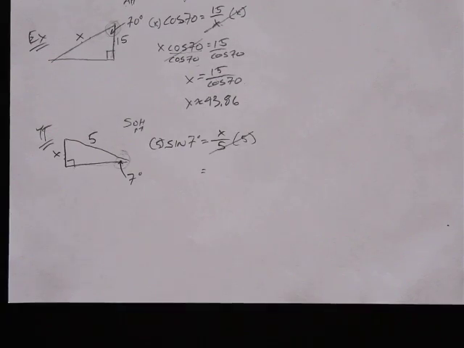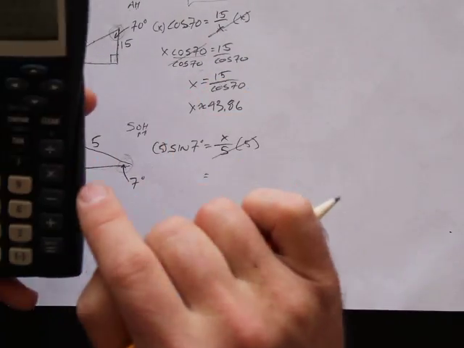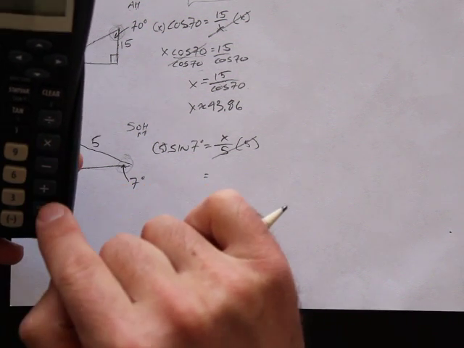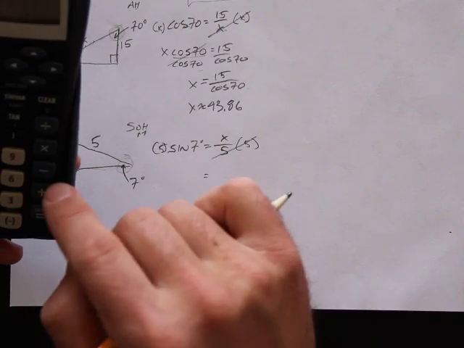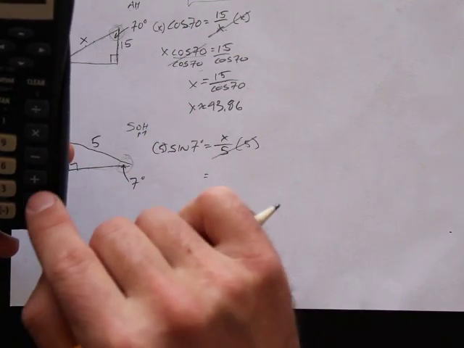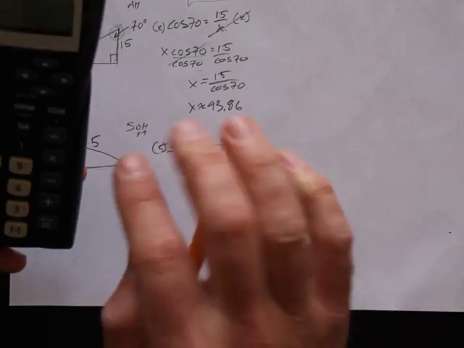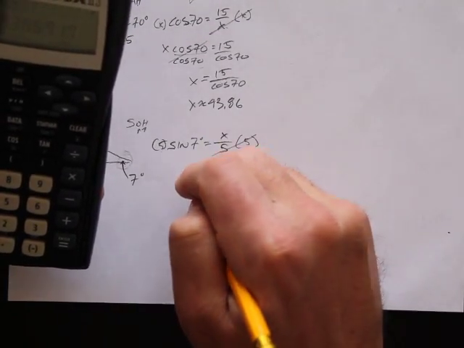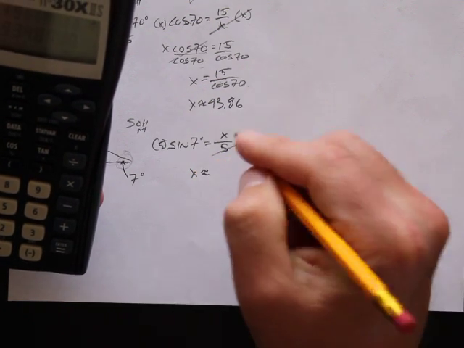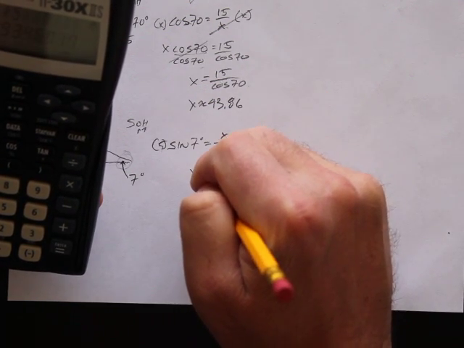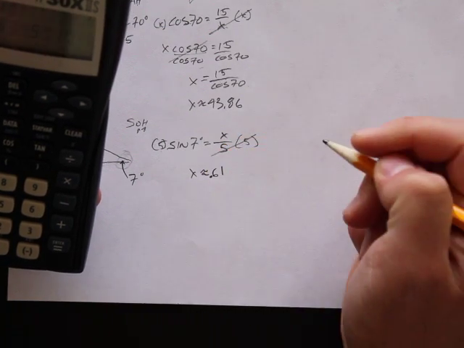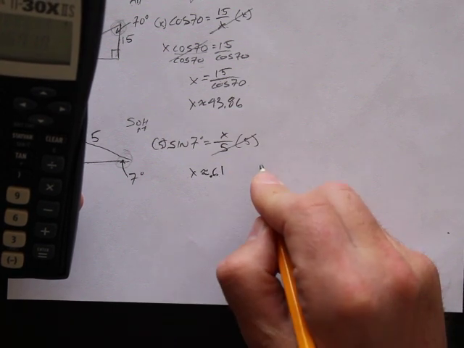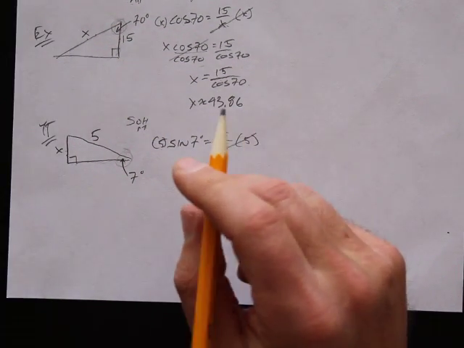I'll know what x is because those 5's go away. So I just say sine of 7 degrees equals 0.21 and so on. I need to multiply it by this 5 here that I had to do for both sides to get x by itself. And so x is approximately 0.61. That was rounding to the hundredths.